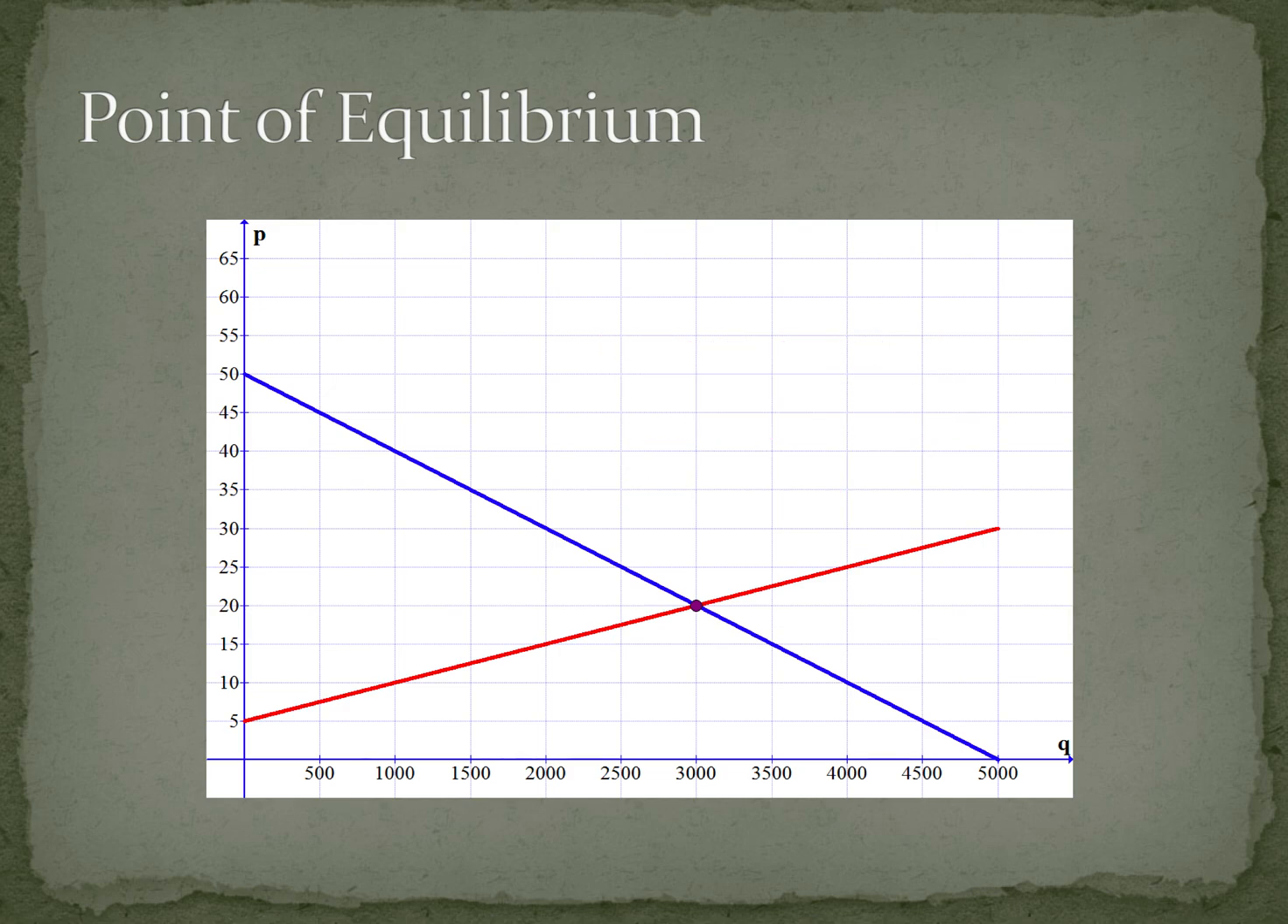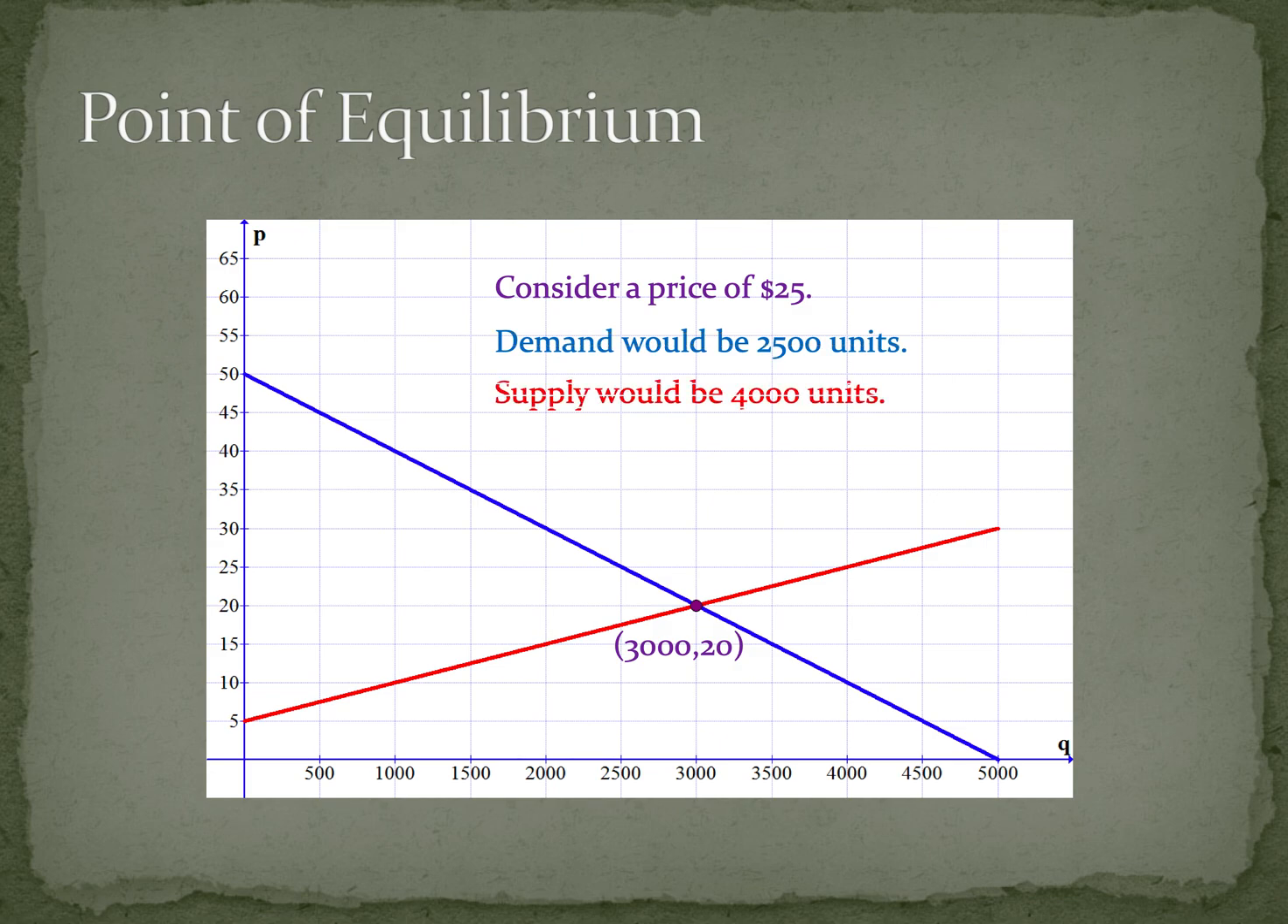Let's consider this. What happens if we alter the price? So if we artificially increase the price, let's say to $25. If we increase the price, then the demand will decrease down to 2,500 units, but the supply would increase to 4,000 units. So here we have a difference of 1,500 units, and this represents a surplus of 1,500 units.